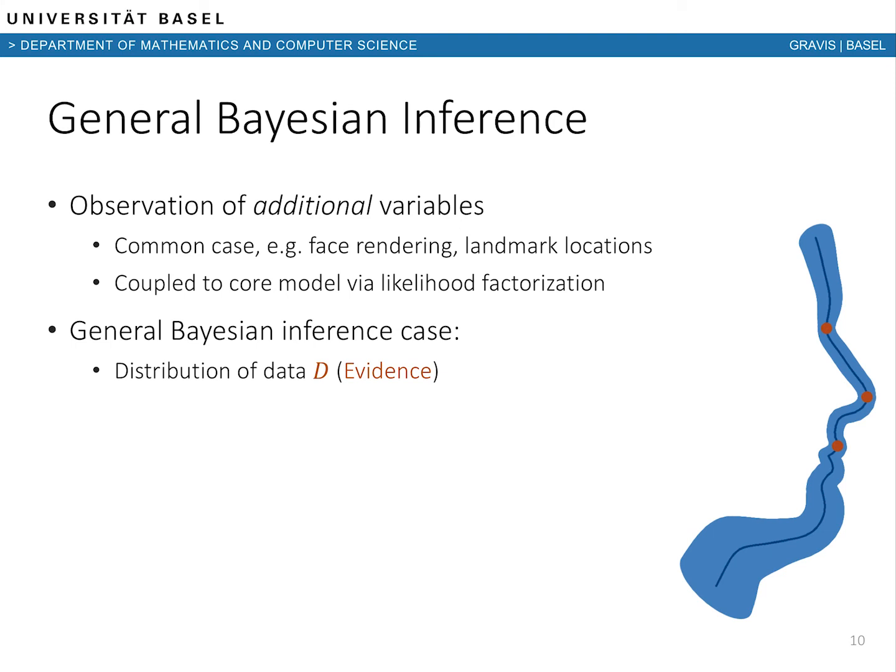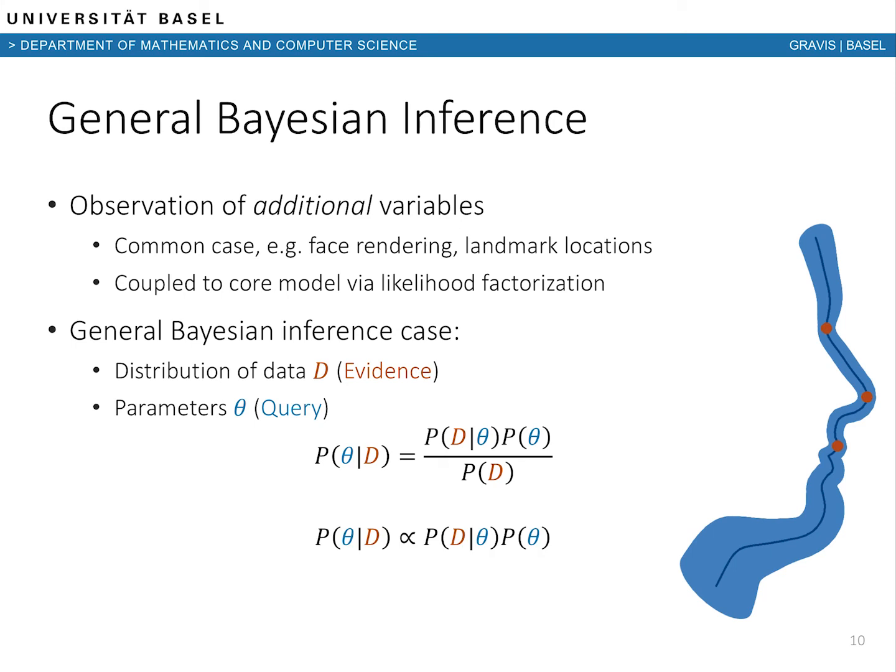On the other hand, we are usually interested in parameters of our model, which would be our query variables. So written with theta and d, our Bayes rule posterior becomes this expression where the posterior is the product of the likelihood and the prior, and we normalize with the marginal likelihood of our observation. This marginal likelihood is very often intractable to compute, and a lot of methods exist which just use a proportionality here, such that we only consider the product of likelihood and prior.